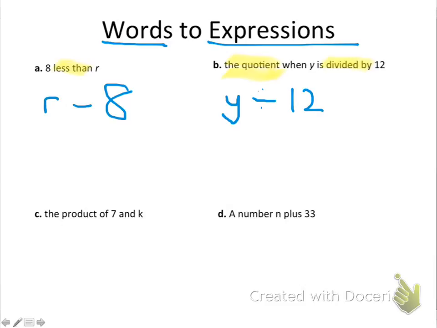You can write it the way I wrote it up there. There are 2 dots up there. They're just hard to see. Or you could write it where you have y, then a line, 12. It's like a fraction, but this means division as well. Either are absolutely correct. Okay, let's look at the next one.